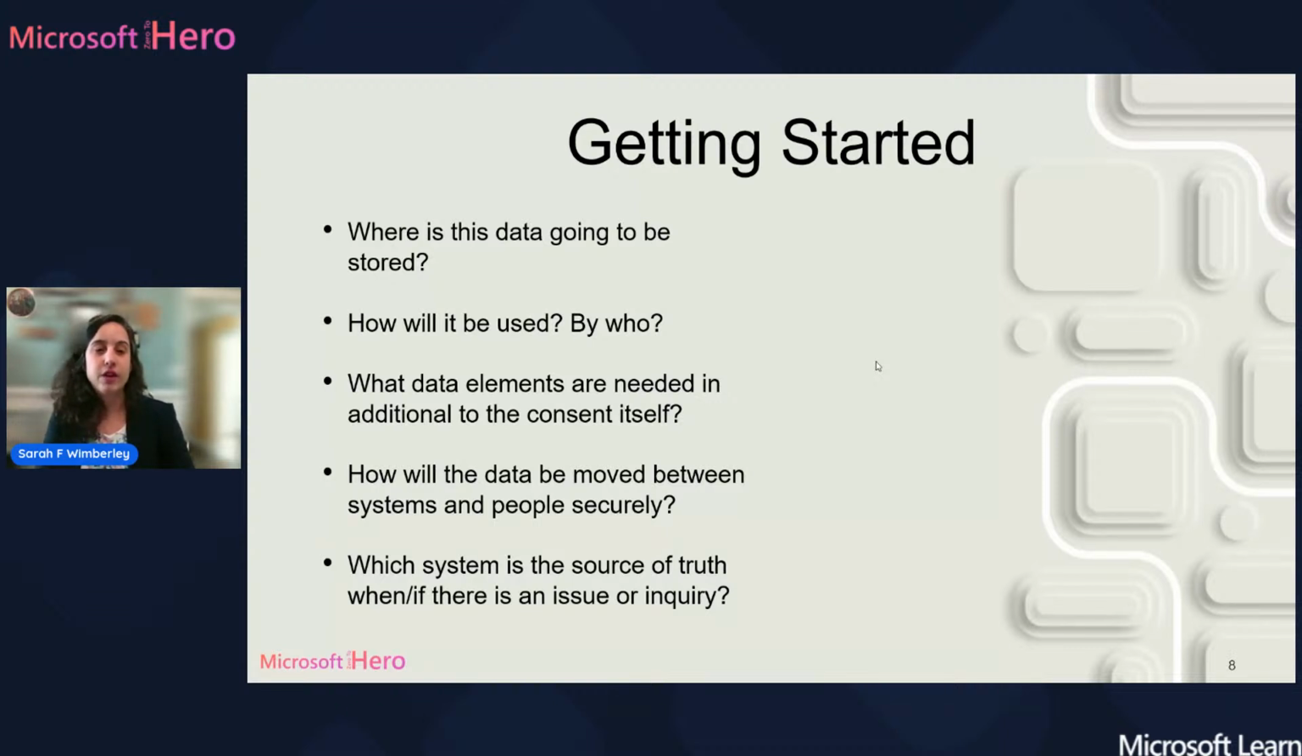And the last one I have here on the screen right now is, which system is the source of truth when or if there's an issue or inquiry? The last thing you want to be doing is when your CEO or VP contacts you because an issue was escalated from a customer and you can't answer them fast enough.